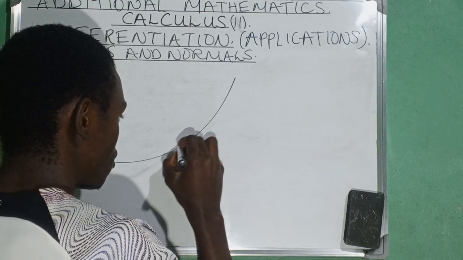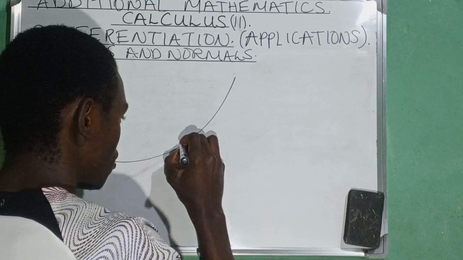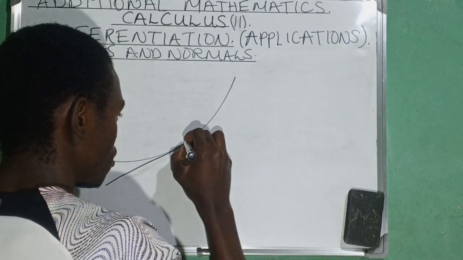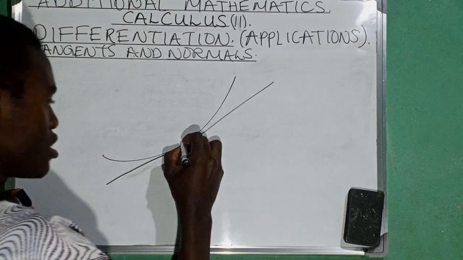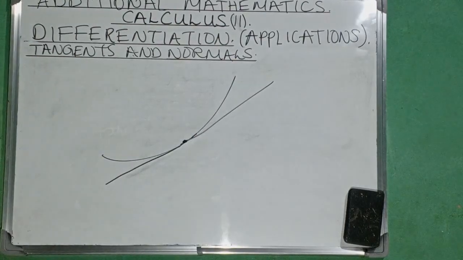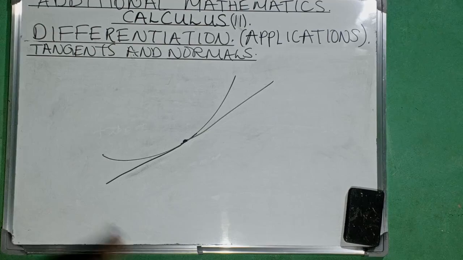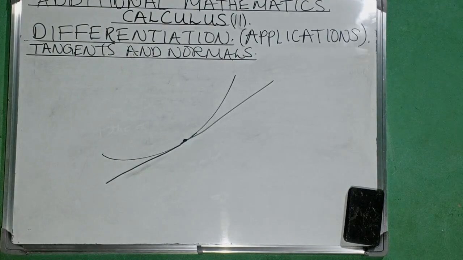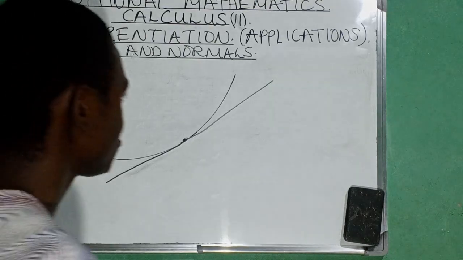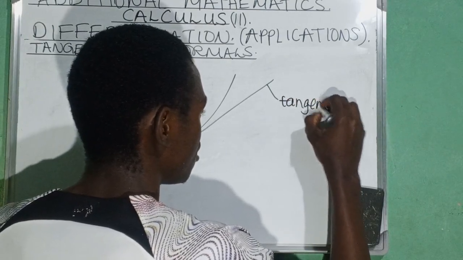Okay, let me say something like that. So that's a tangent line touching the curve at that point right there. So if we want to find the gradient of that particular point on that curve, we draw a line that touches the curve at that point only. Now, that line is called the tangent line.